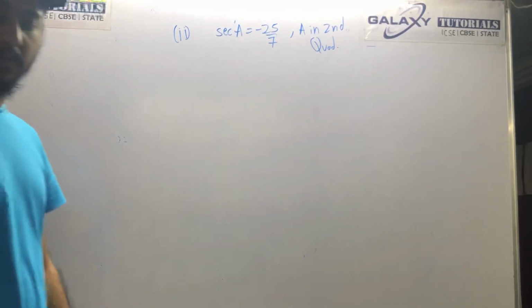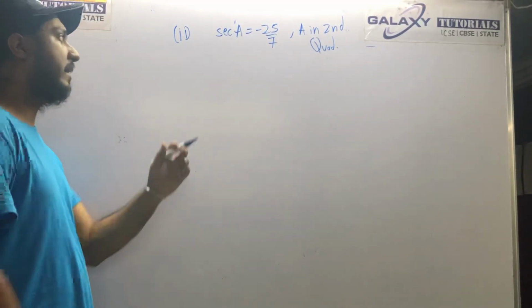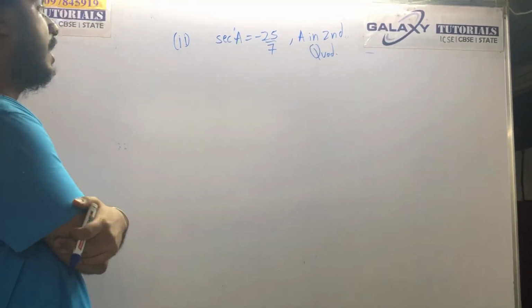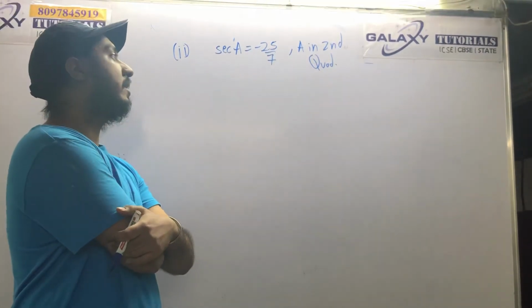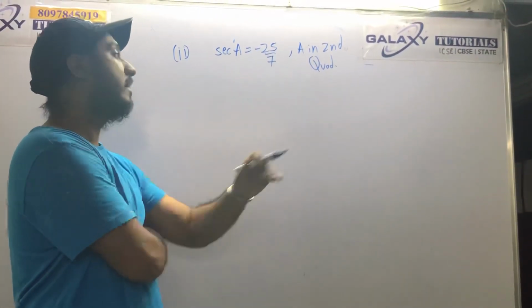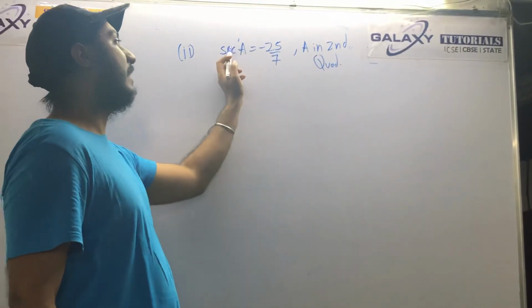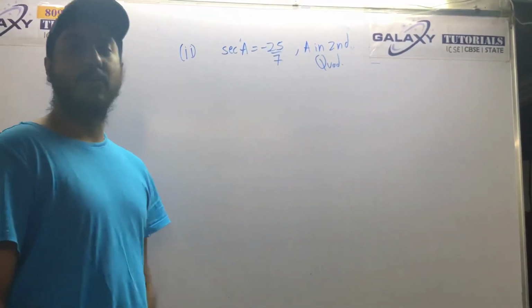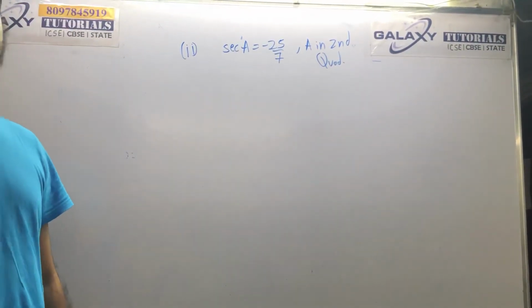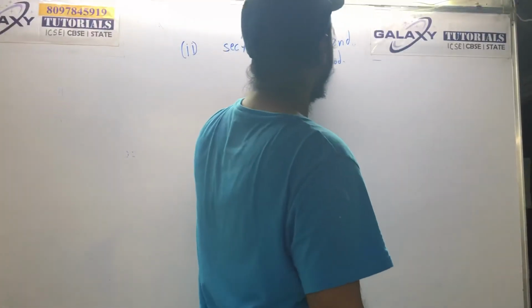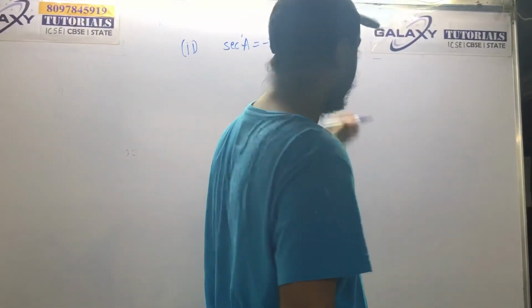Okay, so first we will write the given things. Sec A is given to you, and you have to find the value of A in the second quadrant. Sorry, A is in the second quadrant, meaning the angle A is lying in the second quadrant. You have to find the value of all the other trigonometric functions. So A is in the second quadrant, that means in the second quadrant what is positive?